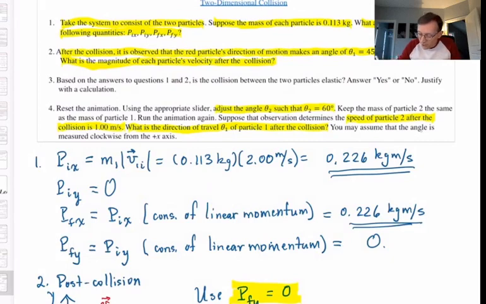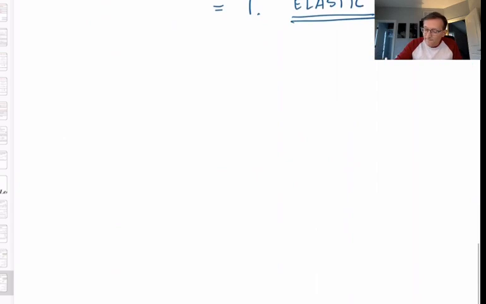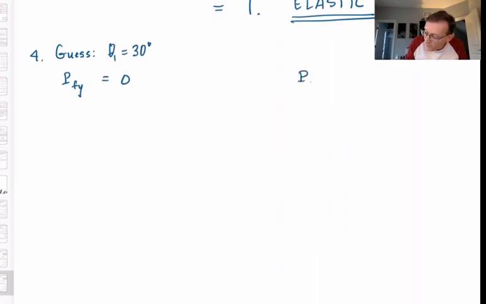But let's go ahead and show it. Okay. All right. So our guess, θ1 equals 30. But we'll show it by requiring that the total y momentum be 0 and the total x momentum be 0.226 kilogram meter per second.